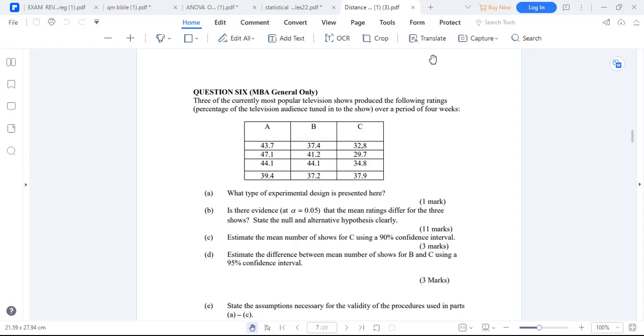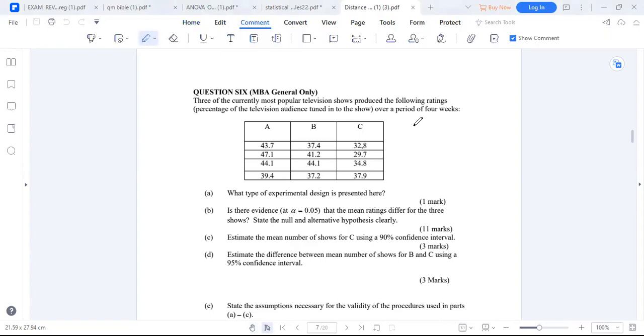Okay, our K is what? 3. Okay, our K is 3. Our N? So our N, that would be 12. N is 12, correct. So you see what type of an experiment is there? This is a randomized block.